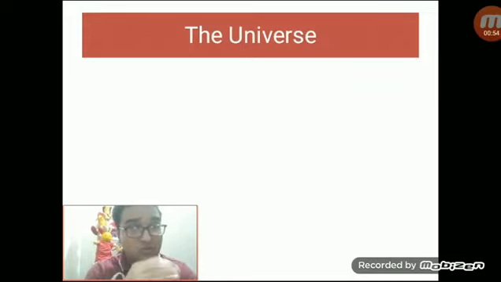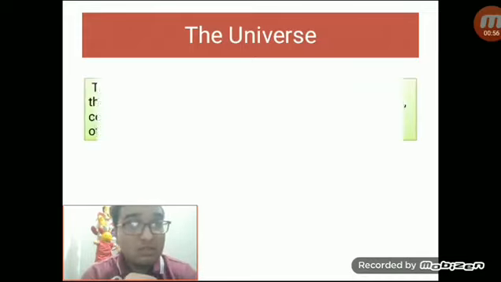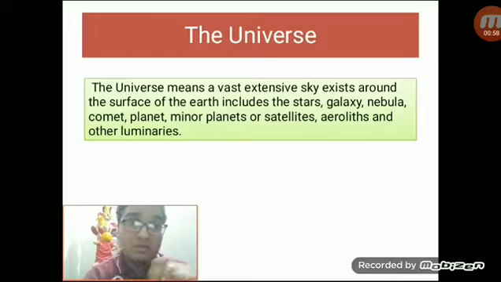So now I'm going to show you the definition. This is the definition of the universe. The universe means a vast extensive sky that exists around the surface of the earth, includes the stars, galaxy, nebulas, comets, planets, minor planets or satellites, aerolites, and other luminaries. And you can use this definition in your examinations.